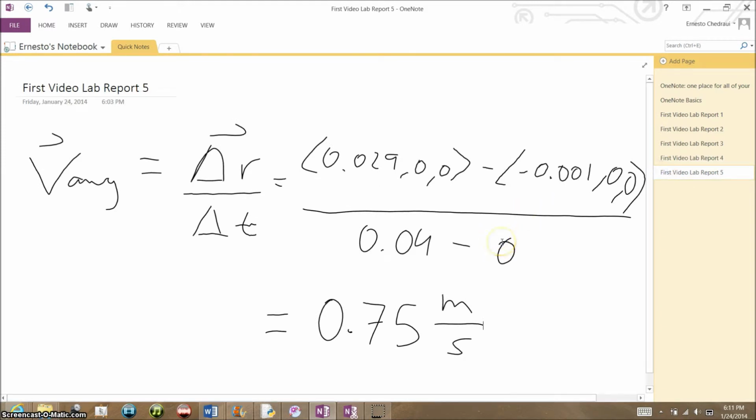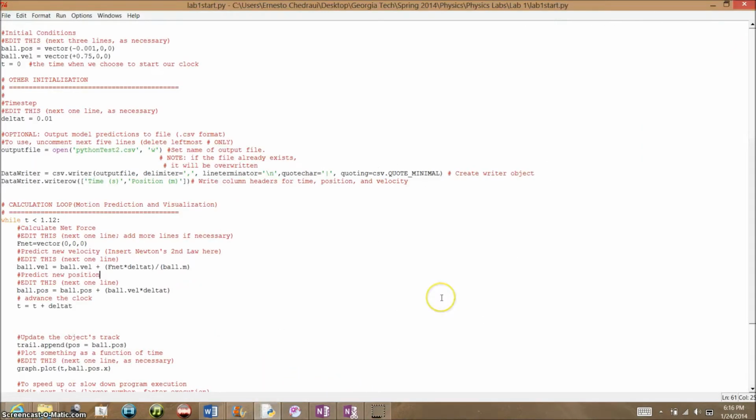I picked up the first time and the first position and the second time and the second position registered in Tracker, and based on the formula for average velocity, I calculated the initial velocity that would keep constant in our model. Let's now take a look at the computational model with the information I mentioned inserted on it.